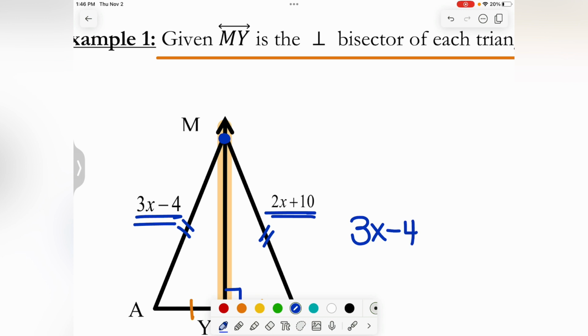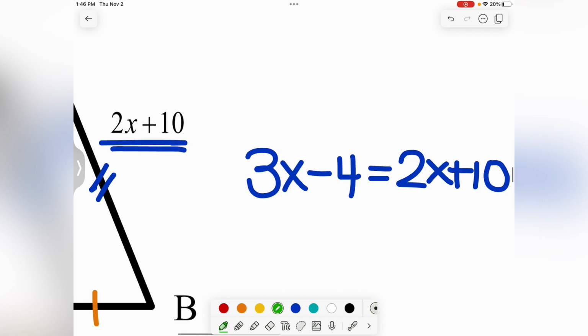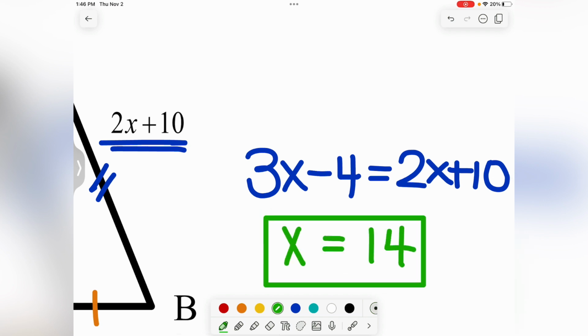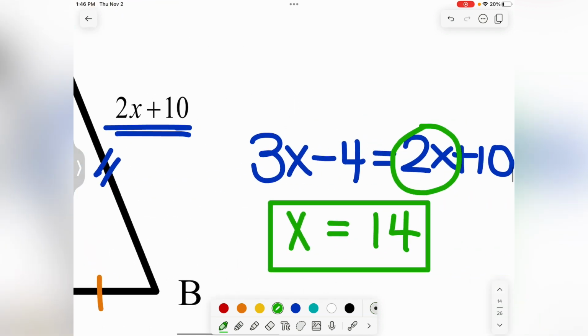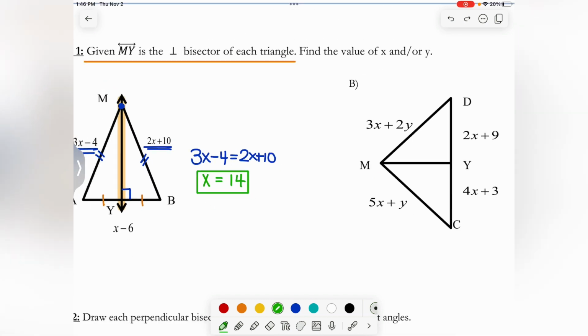3x minus 4 equals 2x plus 10. So I get x equals 14. All I did was subtract over the 2x. 3x minus 2x is 1x, and then I added over the 4. 10 plus 4 is 14.